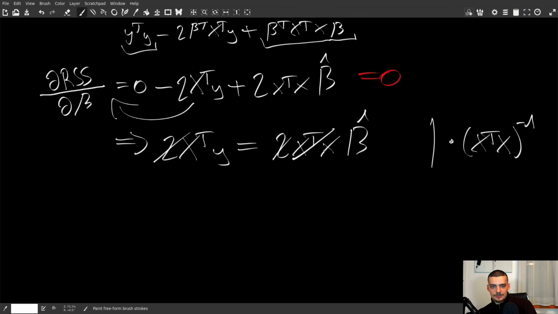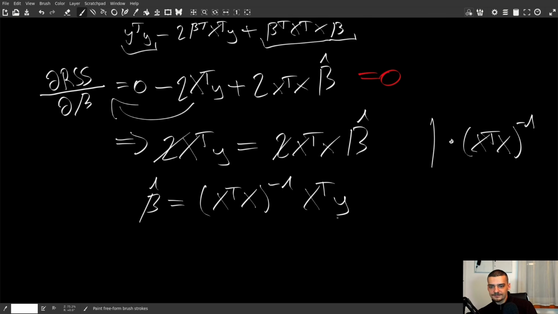So that is going to be removed here. And on the other side, we're going to add it. So at the end, we're going to get beta hat is equal to, and now X transposed X, the inverse of that, times X transposed y. That is the closed form solution to linear regression.